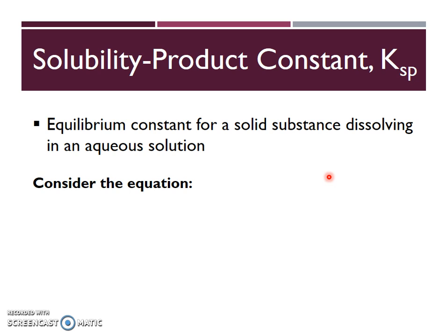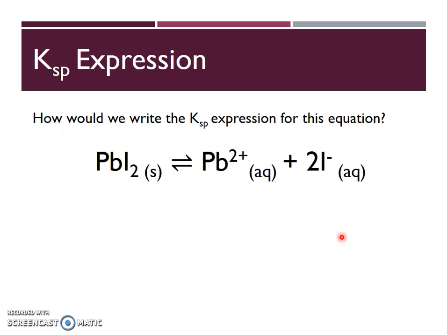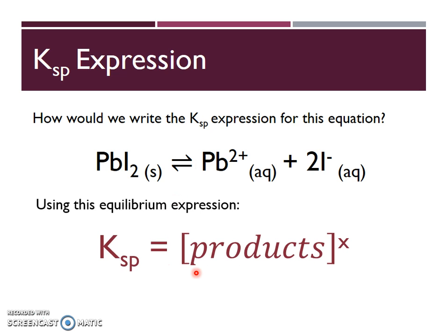If we consider this equation, here we have the compound lead iodide, which dissociates into its two ions, lead with a charge of +2 and iodine with a charge of -1. Now, how would we write the KSP expression for this equation? That answer can be solved by using KSP equals the concentration of the products to the power of X. Remember that KSP is the concentration of the products dissociated only.